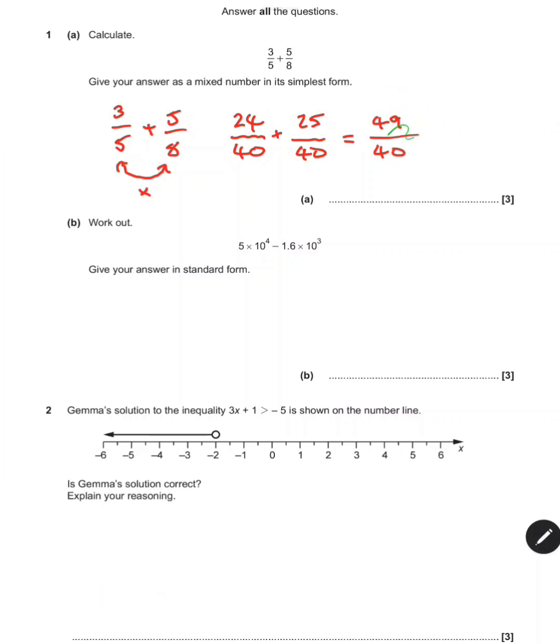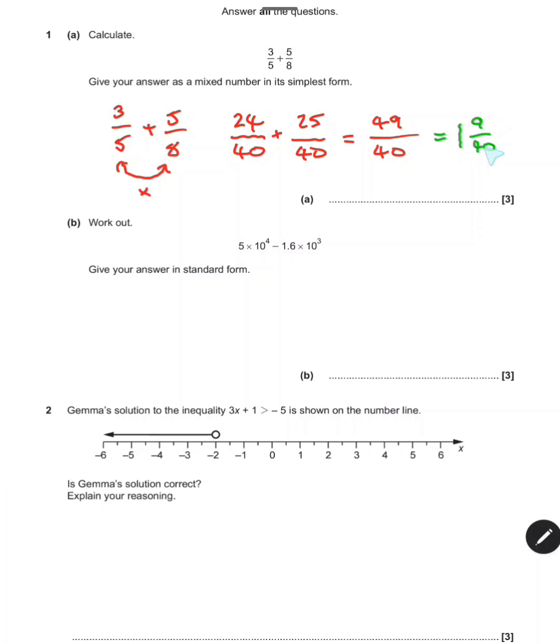We need to convert this to a mixed number. Well, 40 of these 49 40ths will be a whole 1, and then there's 9 40ths left over. So we've got a whole 1 and 9 40ths.